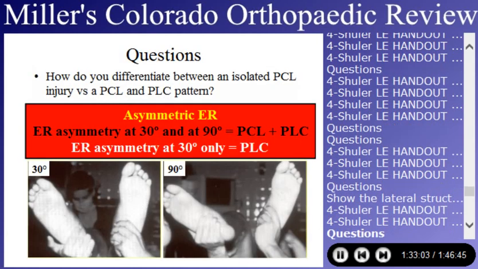How do you differentiate between an isolated PCL injury and a PCL and PLC pattern? It's probably covered by Dr. Miller in his lecture. Asymmetric external rotation. External rotation asymmetry at 30 degrees only is posterior lateral corner.